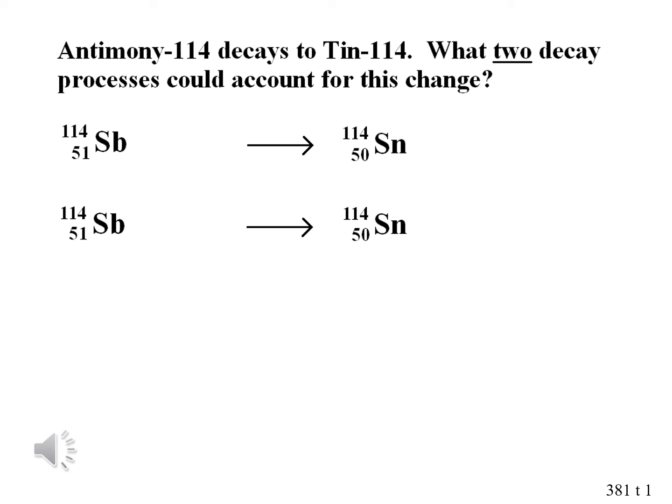I want to show you one thing about the last two processes we discussed. If you take the two atoms I showed here, antimony 114 decays to tin 114. There's nothing special about those atoms. I just want to use it to make a point. What are two decay processes that could account for this change? Well, since you know what the particles are, you just try them. Obviously, if you put an alpha particle in there, that's not going to work because the tops and bottoms don't add up. Beta radiation won't work because 50 minus 1 is not 51.